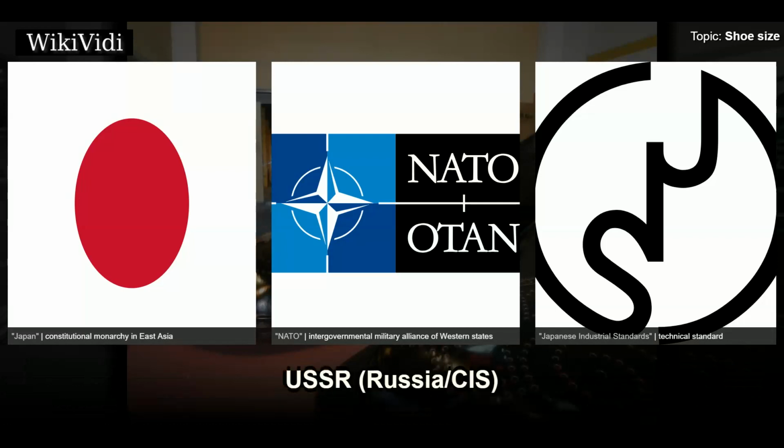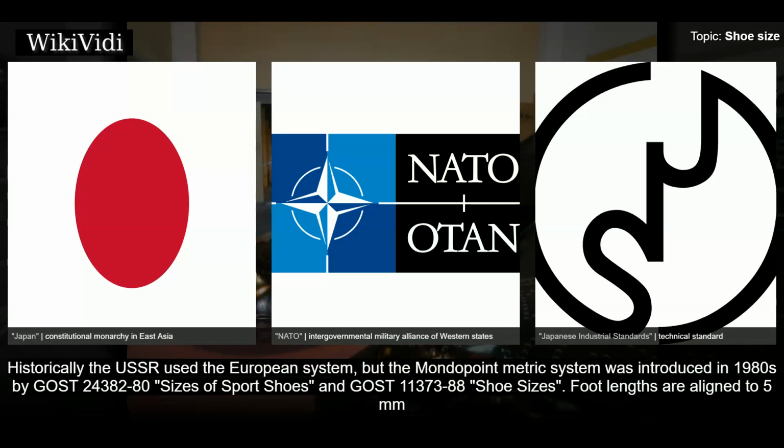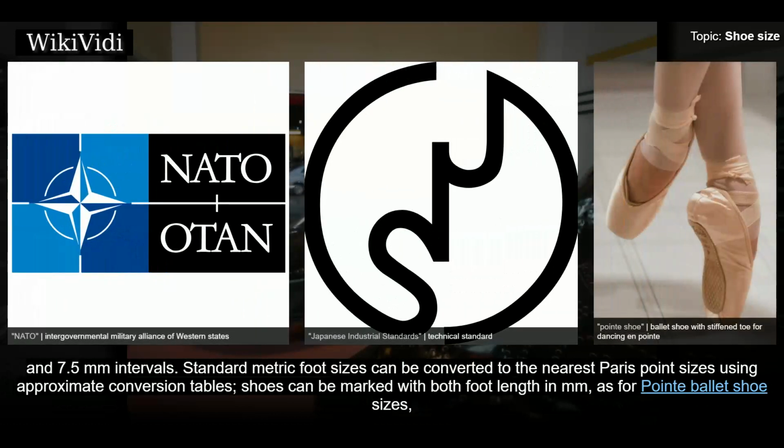USSR, Russia/CIS. Historically, the USSR used the European system, but the Mondopoint metric system was introduced in the 1980s by GOST 24382-80, sizes of sport shoes, and GOST 11373-88, shoe sizes. Foot lengths are aligned to 5 mm and 7.5 mm intervals. Standard metric foot sizes can be converted to the nearest Paris point sizes using approximate conversion tables.